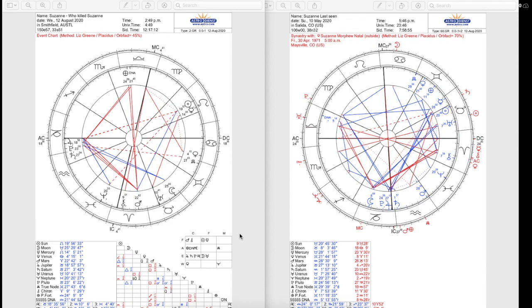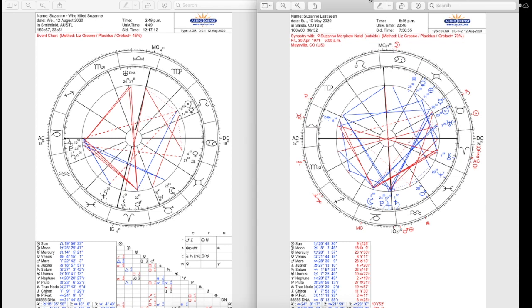What we're going to have a look at today is Suzanne Morphew again, but we're going to have a look at a couple of different things. First of all, I pulled up a chart yesterday, a horary chart, who killed Suzanne. In my mind, it was more than that. It says that up here, but it was more like, who killed her? What happened to her? Where is she? What's happened to Suzanne?